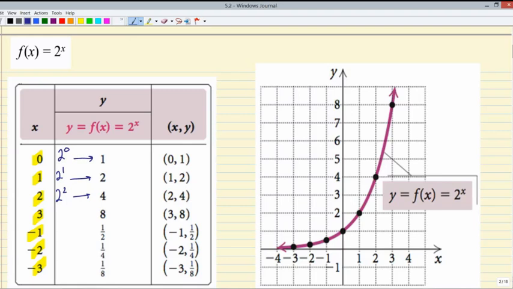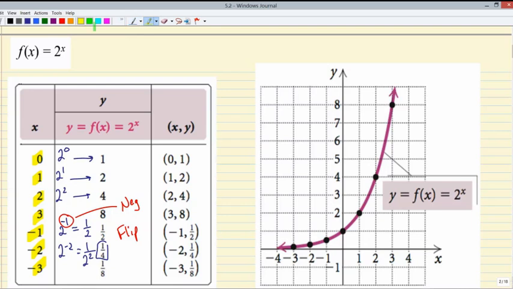Now this is where things get tricky. 2 to the -1 is 1 over 2. Remember that negative values reciprocate. They flip it. So 2 to the -2 is 1 over 2 to the second, which is 1/4. And 2 to the -3 is 1 over 2 to the third, which is 1/8.